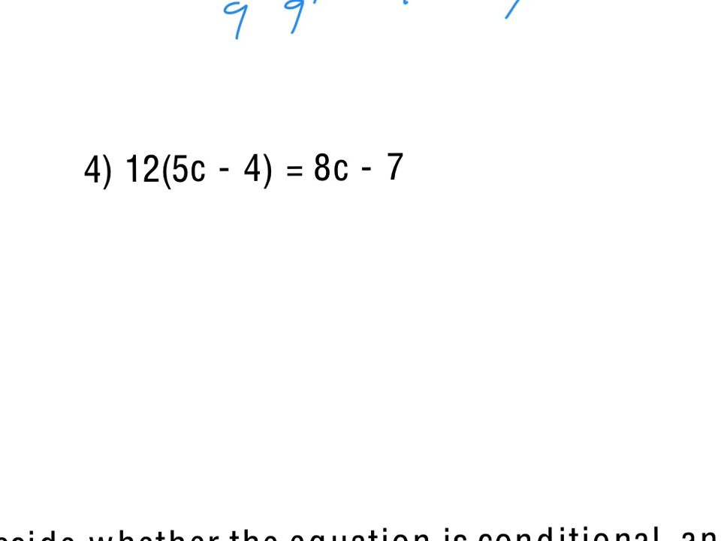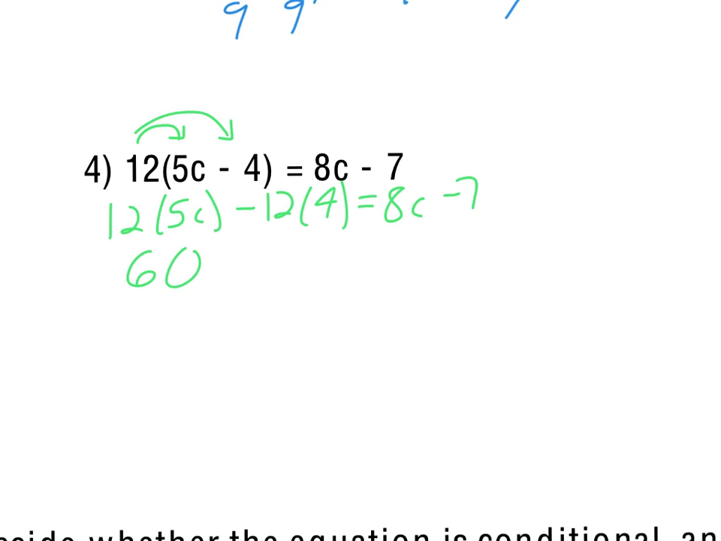For number 4, we just have a bit of distribution to do on the left hand side, so we have to distribute the 12 into those parentheses. So the 12 multiplies both the 5c and the 4, and of course you could figure that out in one step, but just so we can see what's going on. So we end up with 60c minus 48 equals 8c minus 7.